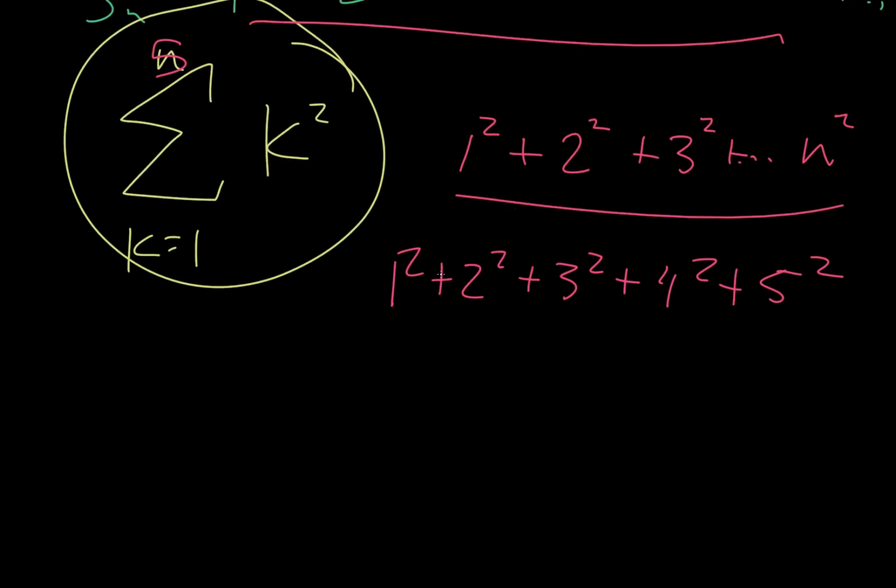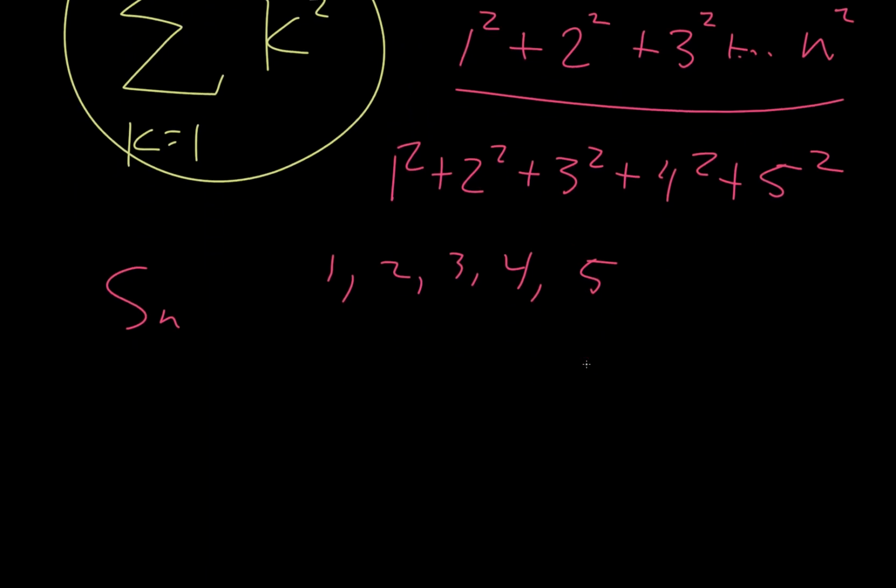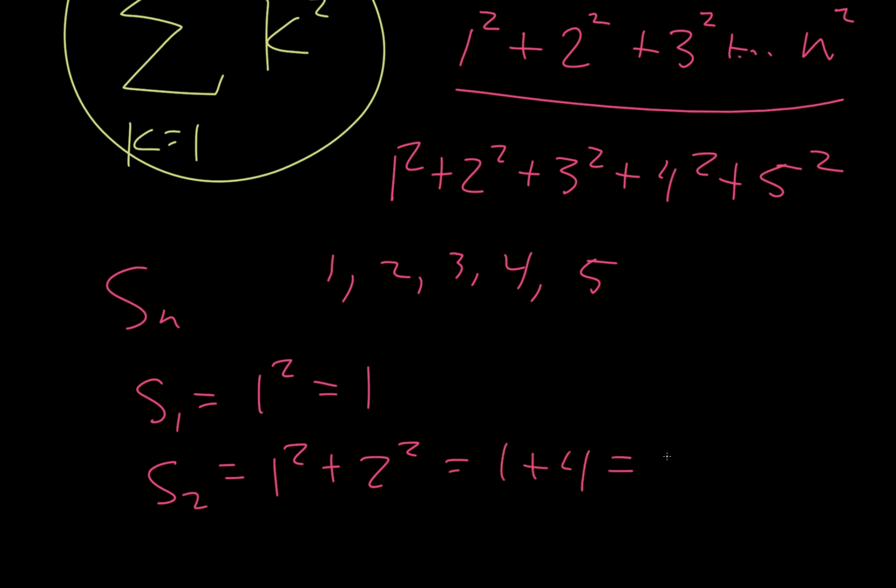Or, no, sorry, there is a second part to this one. The second part says find S sub n, for n equals 1, 2, 3, 4, and 5. So that explanation I did in pink right here applies heavily to this. S sub 1 is just 1 squared, which is 1. S sub 2 is going to be 1 squared plus 2 squared, meaning we just do the two terms, which is 1 plus 4, which is 5.